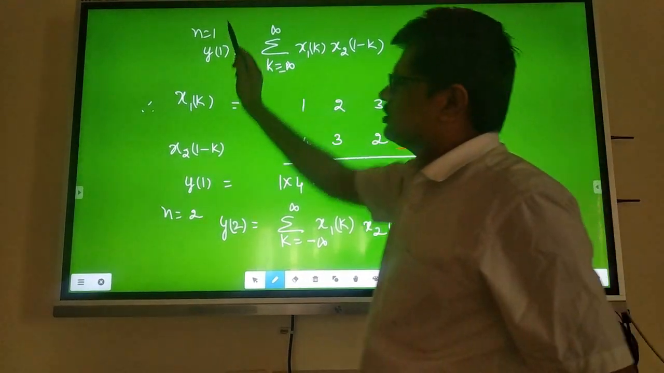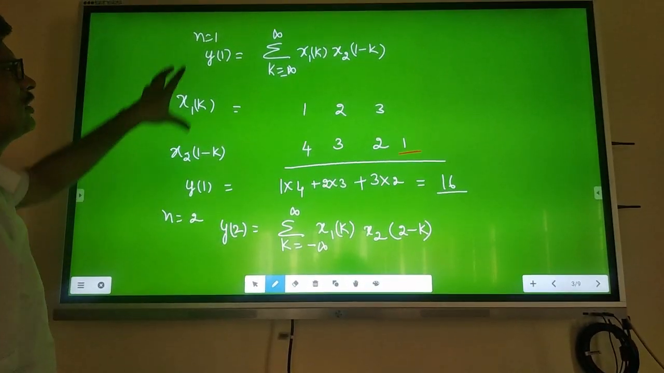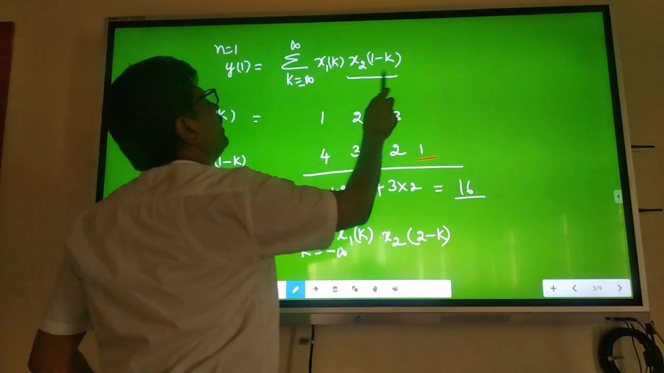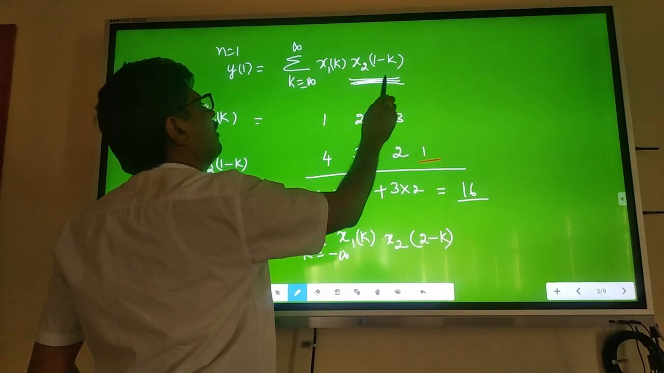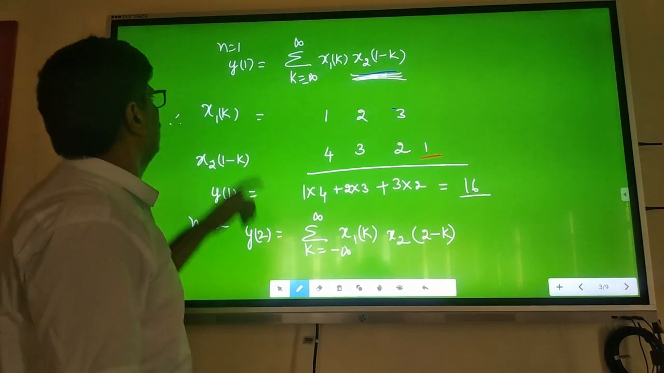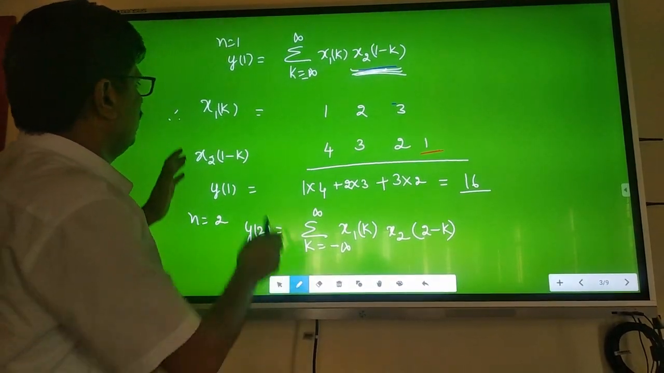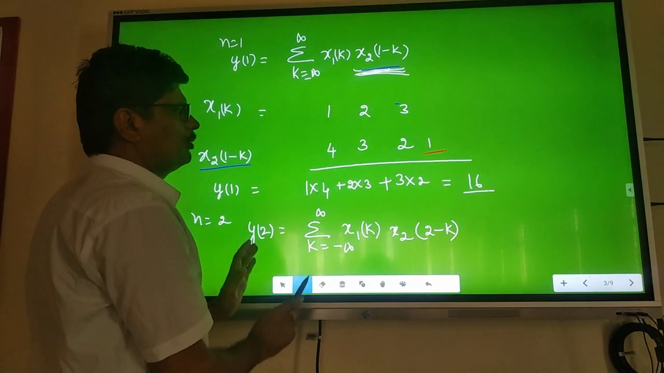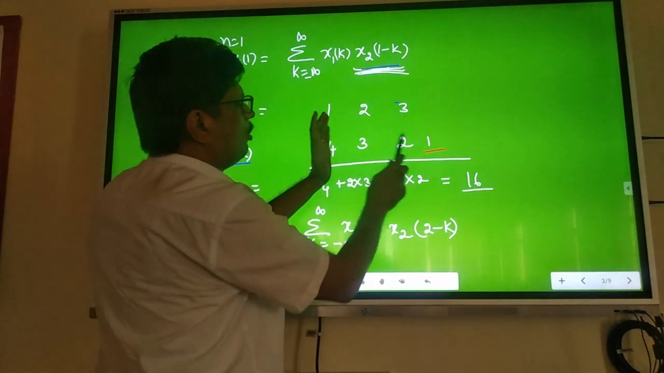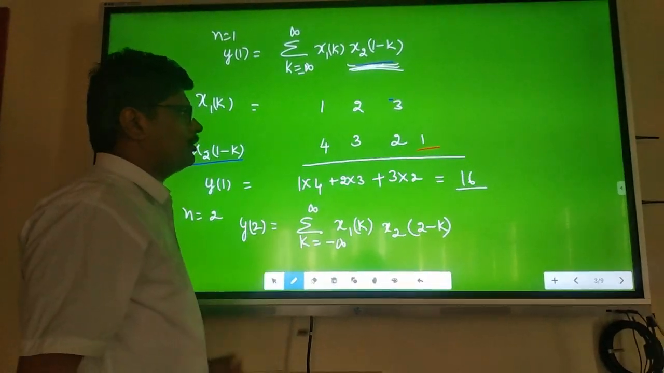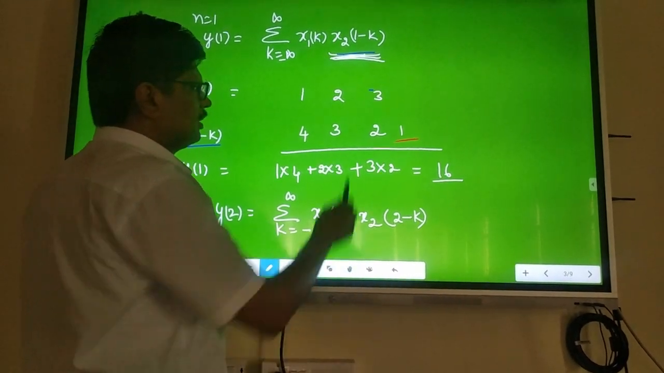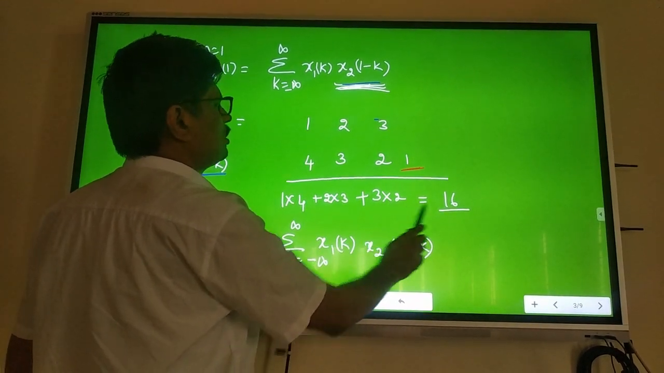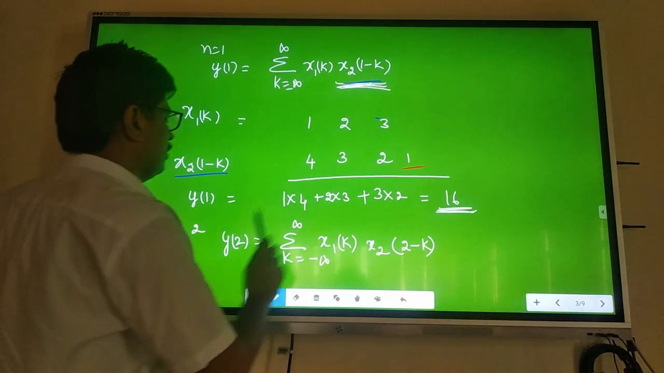Similarly, go for the second. Substitute n equal to 1. Same way, y[1] is equal to the summation over k from minus infinity to plus infinity of x1[k] x2[n minus k]. Here n is 1, so 1 minus k. x1[k] write as it is. x2[1 minus k] means you have to do one shift. Previously this was 4, 3, 2, 1; now shift it to the right side, like the previous method. Do the multiplication and addition: 3 into 2, 2 into 3, 1 into 4. This 1 into 0 becomes 0. Therefore, this is equal to 16.